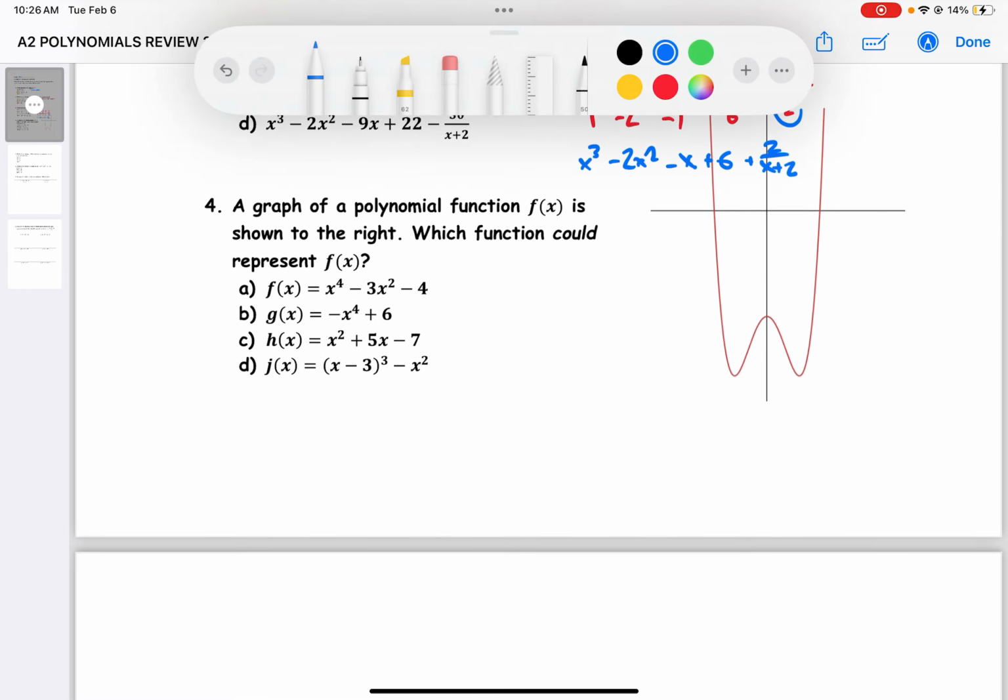Number 4 is a simple one. It's just asking you, can you graph a polynomial and identify it with the one over that's being shown to you? So if you put all of these into your graphing calculator and check them out and see which one could represent the one over there, you will notice that it is A.